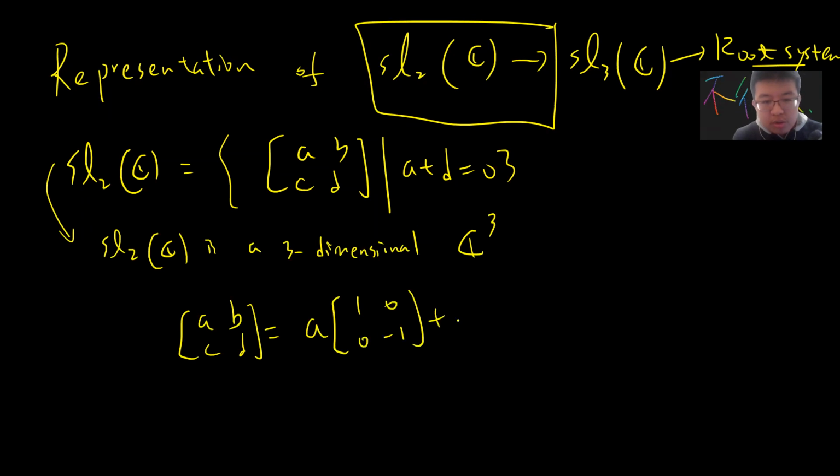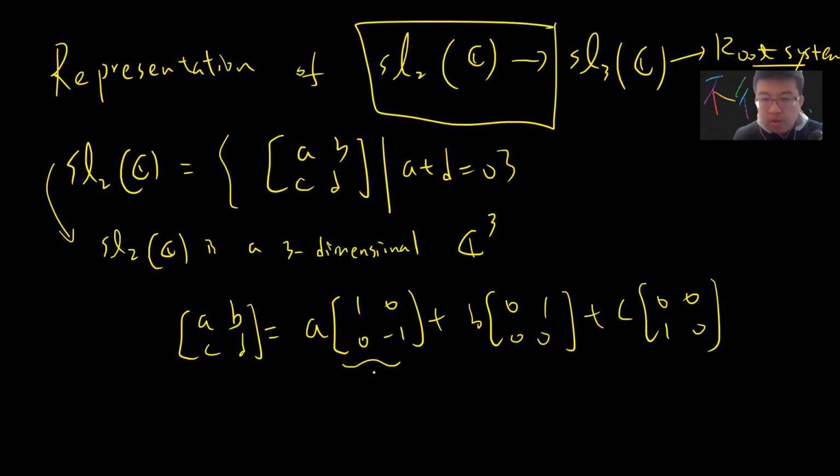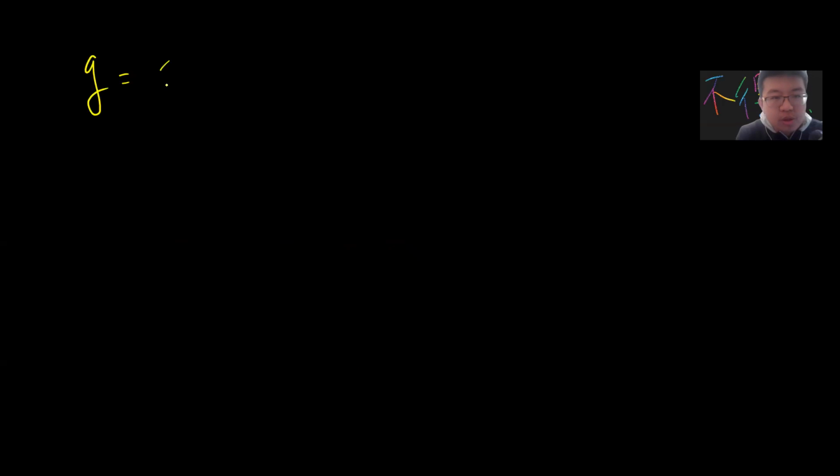A times the matrix (1, 0; 0, minus 1), B times (0, 1; 0, 0), C times (0, 0; 1, 0). So in standard notation, this is H, and this is X, this is Y, right? So these are bases, okay? So your Lie algebra is basically the span of H, X, and Y.